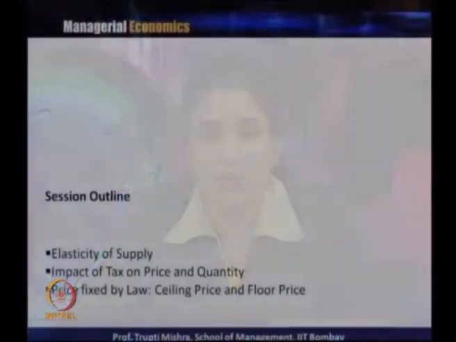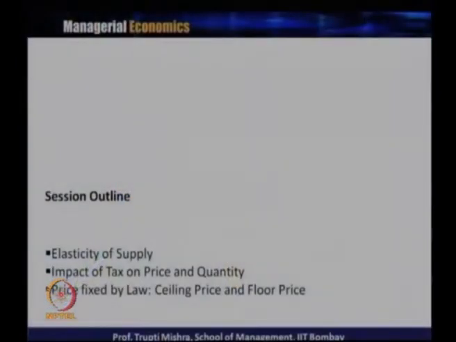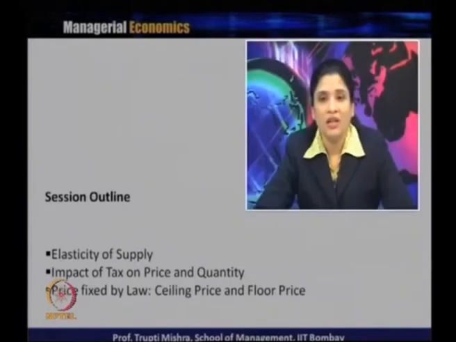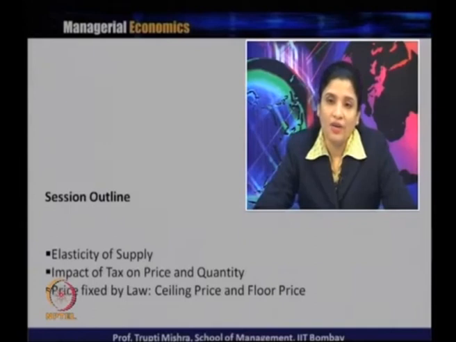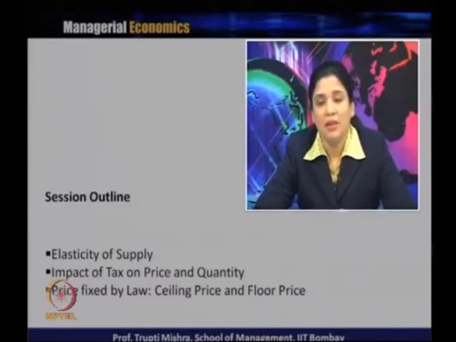Then we'll come to some new topics today, some more concepts of theory of demand, like elasticity of supply. This is just the counterpart of the relationship between price and supply. If you remember what we discussed in the context of price and quantity demanded in case of elasticity of demand, then when there is an imposition of tax, what kind of effect it has on the price and quantity. And when the price is fixed by law, or when the government fixes the price, maybe in terms of a ceiling price or a floor price, what happens to the quantity demanded, what happens to the price.